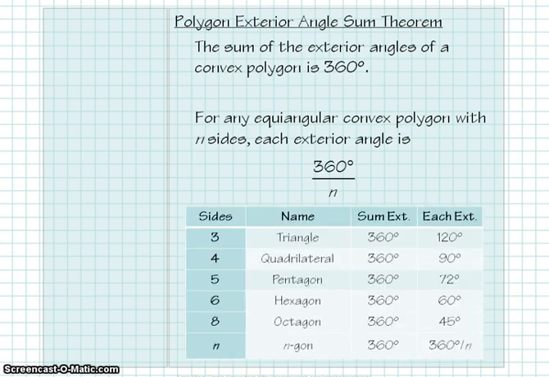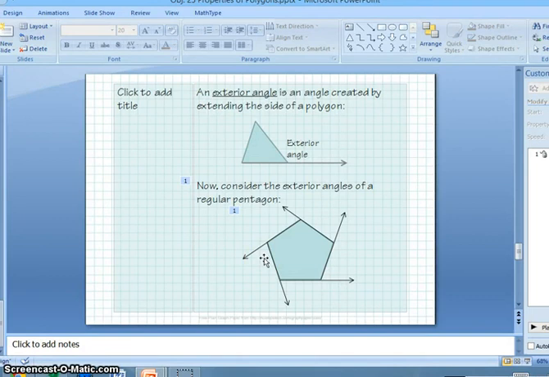So finishing our table here, you can see what each of the individual exterior angles are, and that's it for polygons.